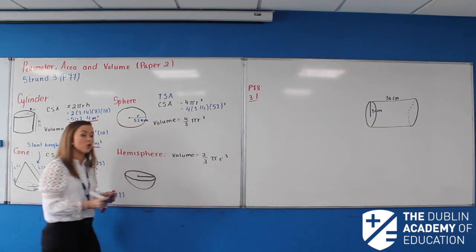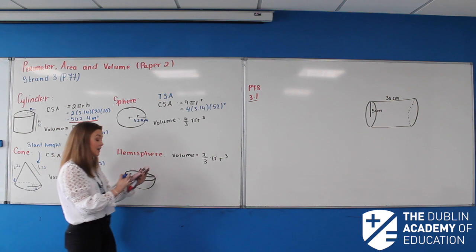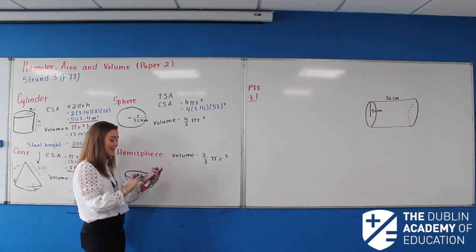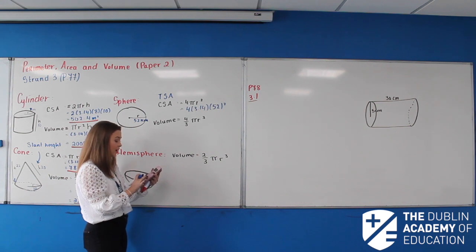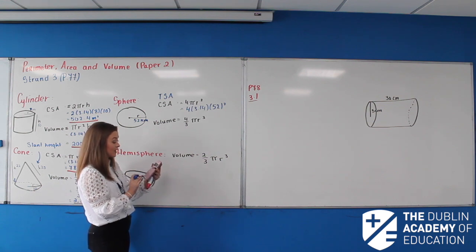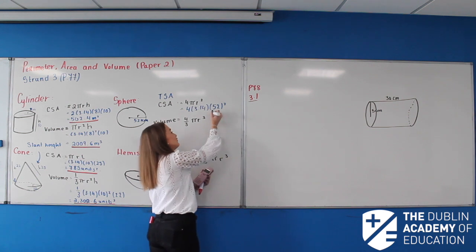So it's important to write everything down for our examiner, so if we make a mistake, they can see exactly where it was. So I have 4 times 3.14 times my 52 to be squared, plug it straight into my calculator and get it out. Now I got a really big number because I decided to go for 52.